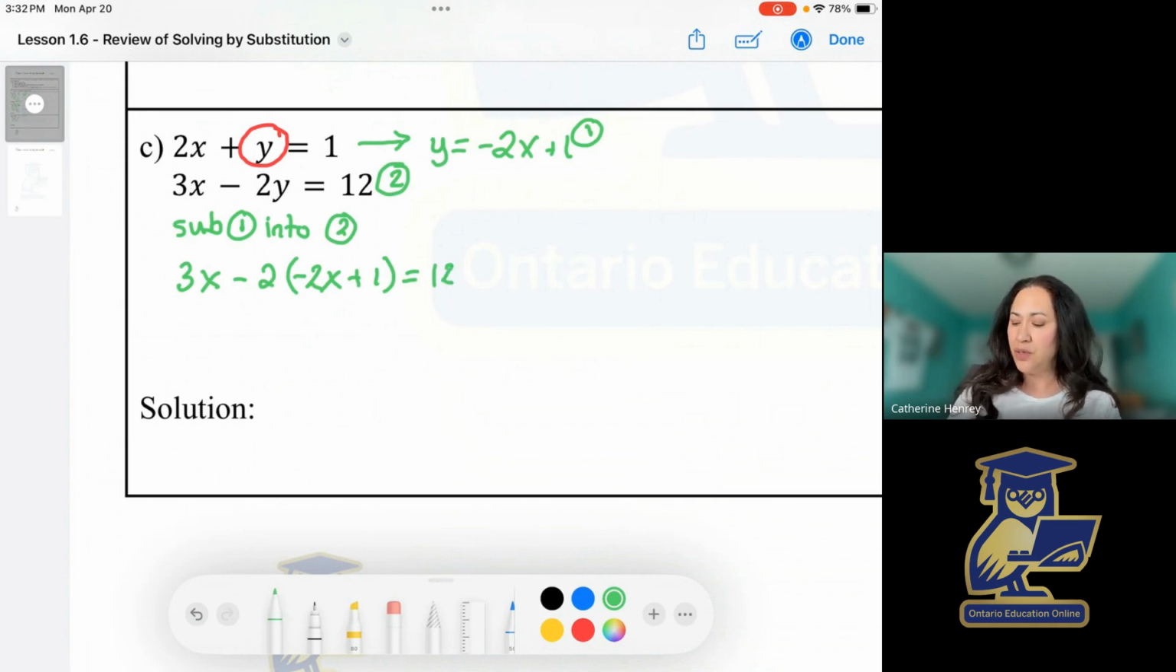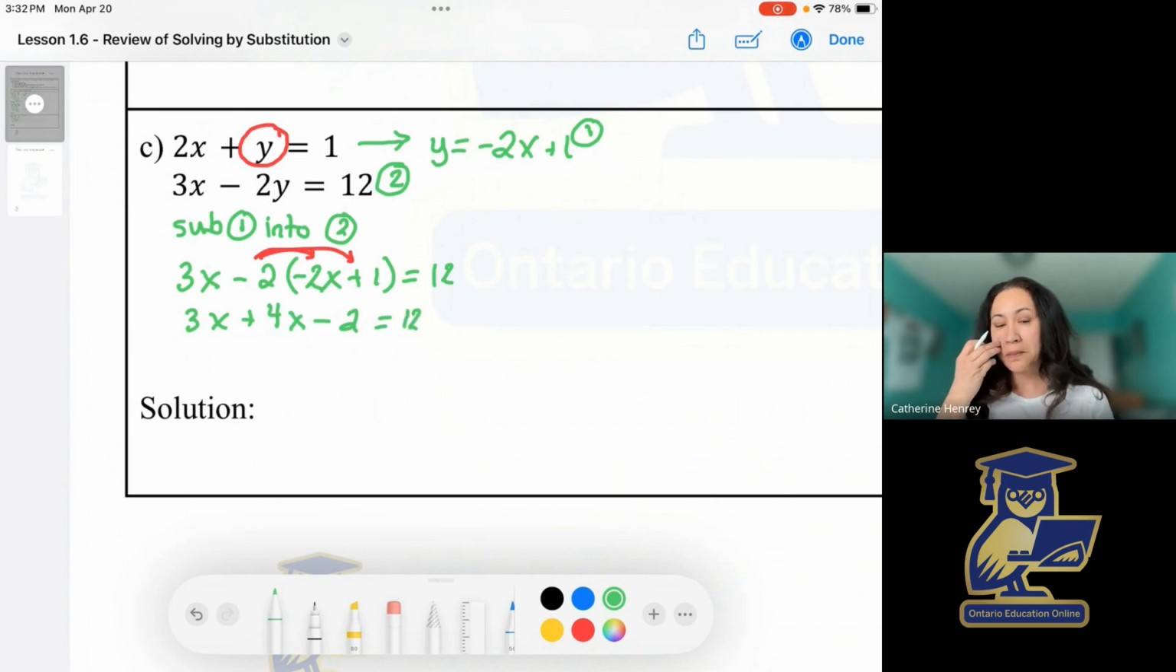I have to distribute this negative 2 out here into the brackets to clear the brackets. So I'll have 3x plus 4x minus 2 equals 12. Keep simplifying here. We'll have 3x plus 4x is 7x. And I'm going to take that negative 2 over to the other side, and I will end up with 14. Solving for x here, you'll get x equals 2.